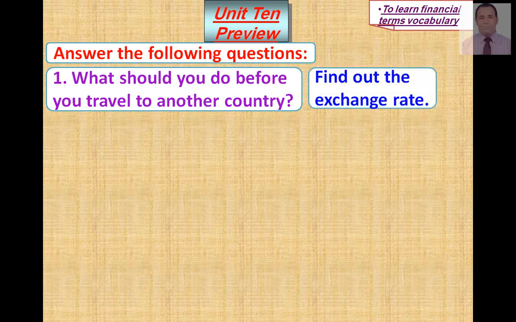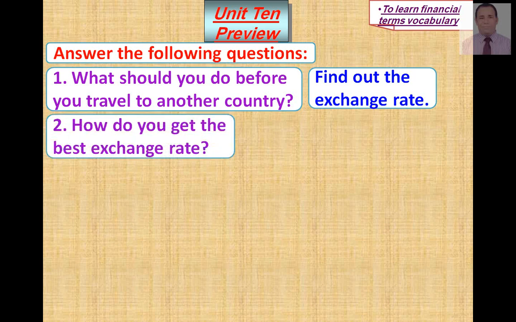Good. So find out the exchange rate. So check the exchange rate. Okay? Check the exchange rate. معدل صرف. معدل تبديل العملة. You have to know this. You have to check this first. Okay? This is the first question.